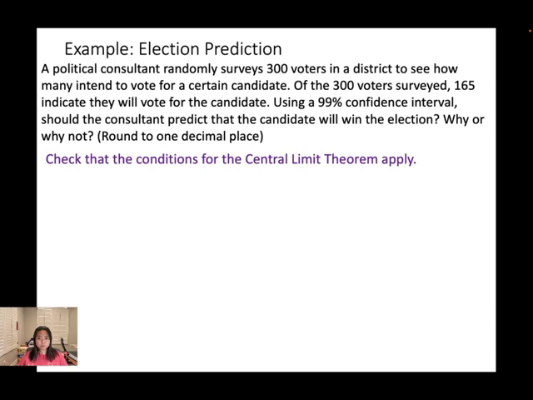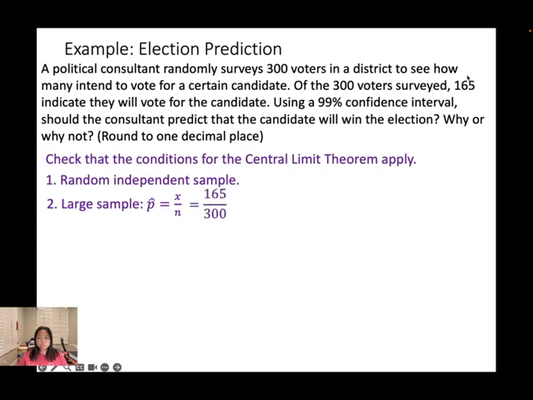Okay, check your work. First, random independent sample. Second, calculate the sample size. For these questions, they give you the n. We have a sample size equal to 300, but they didn't give you the sample proportion. They say, of the 300 voters surveyed, 165 indicate they will vote for the candidate. So this is your number of successes, that will be your X. So we plug it in, and you get 0.55.